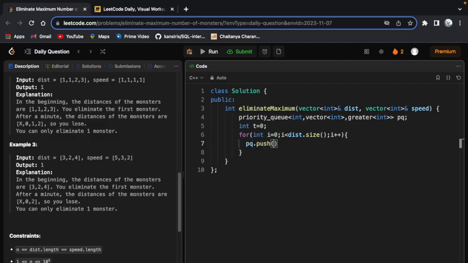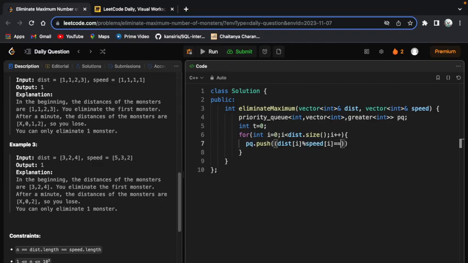Now the other thing is that I cannot just push distance by speed. I have to see if it is a fractional value or an integer value. If it is an integer value, I will simply put it. If it is not an integer value, I have to add 1 to it, that is, I have to take the ceil. You can use the ceil function, or you can also add 1 by checking if it is a fraction or not. So I'm going to check if this is a fraction value, modulo speed of i.